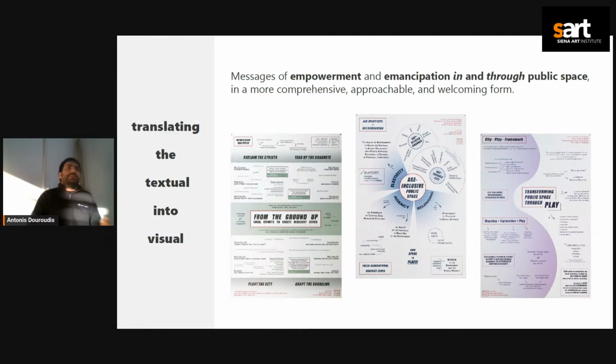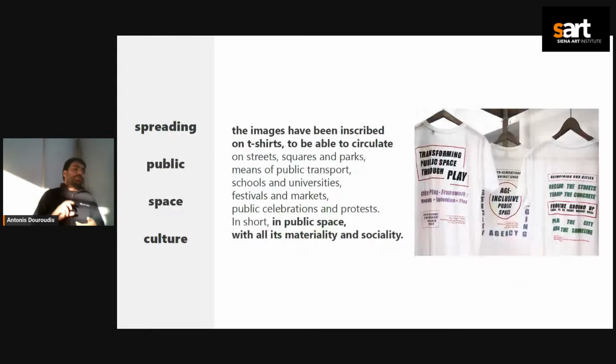But this way they were still constrained inside the walls of the museum, in a building that, if it's not very well known in the city, maybe is not visited by many people. So to overcome that situation, the idea was that this visual summary can become even smaller and be inscribed on t-shirts, and this way for this content, for these themes to start circulating back to the public space that they talk about.